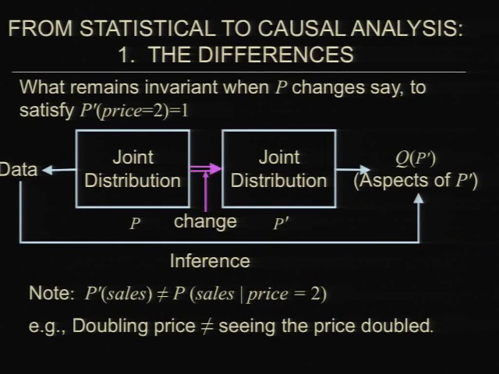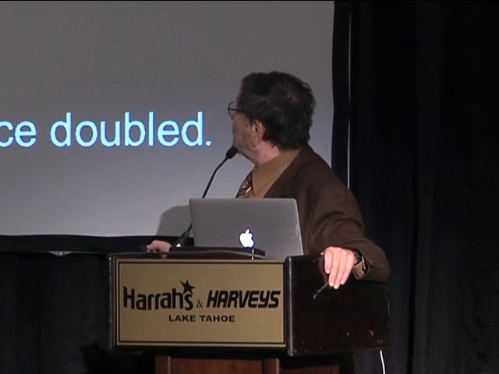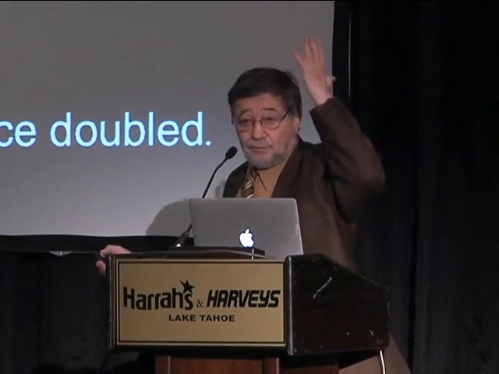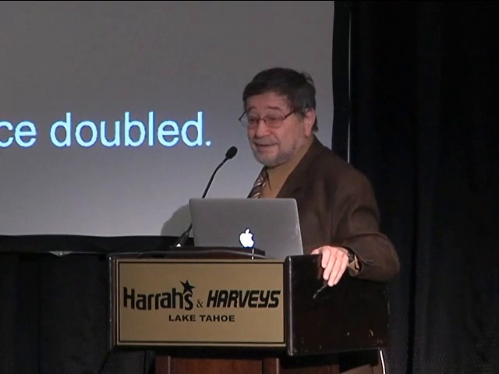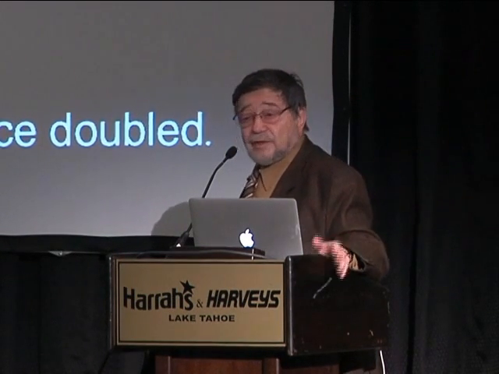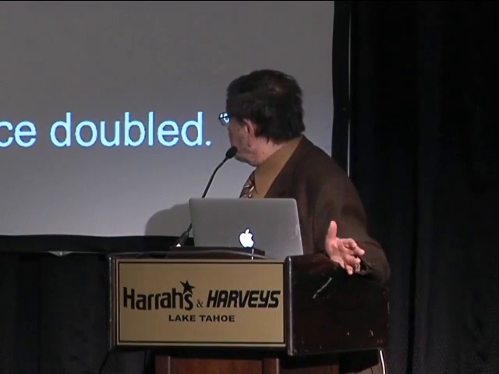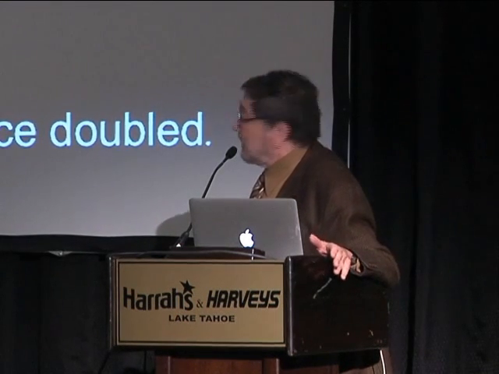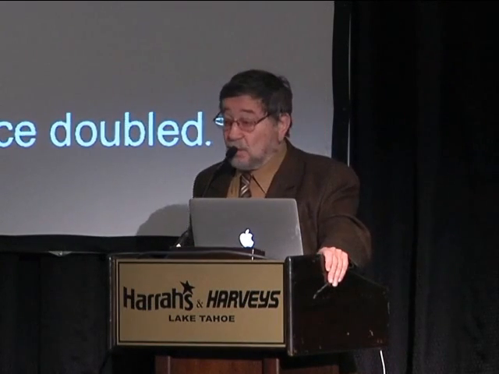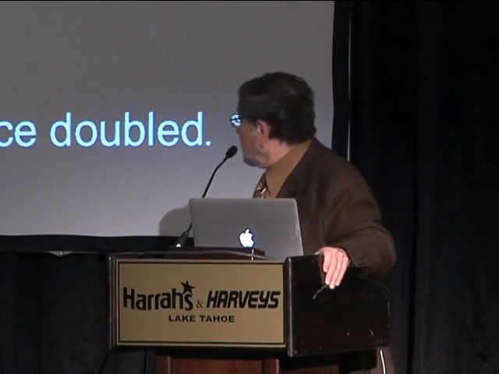So that's the first thing. What do we know about the new probability? Number one, we know that P prime has the property that the price is double. Beautiful. But what else? Certain things remain invariant, other things change when we do that. So who is the guy to decide what remains invariant and what is to be changed?